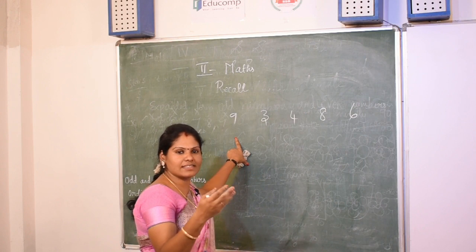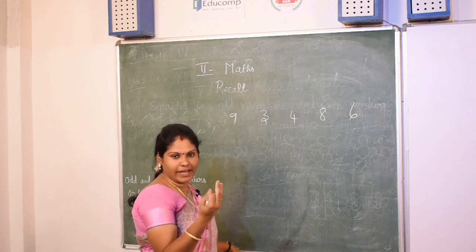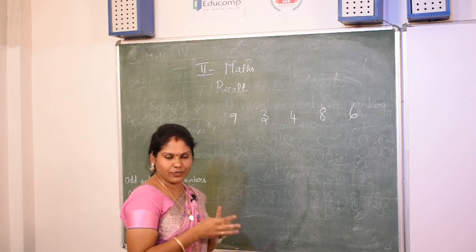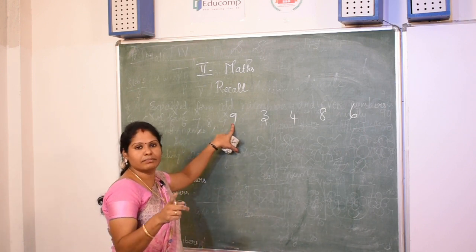So what are the remaining numbers that we call odd numbers? 1, 3, 5, 7 and 9. So these 5 numbers will be termed as odd numbers. So is 9 an even number or an odd number?